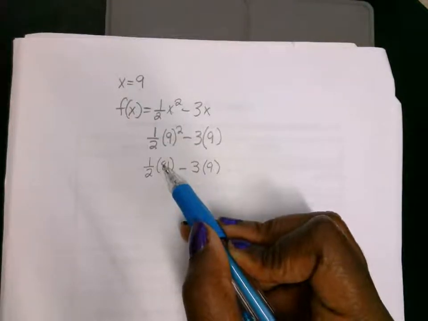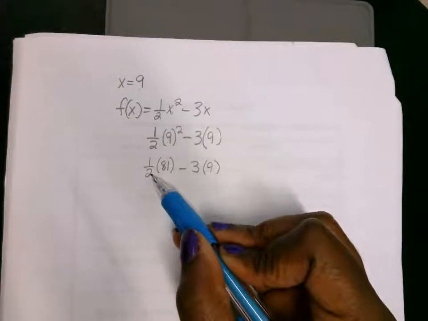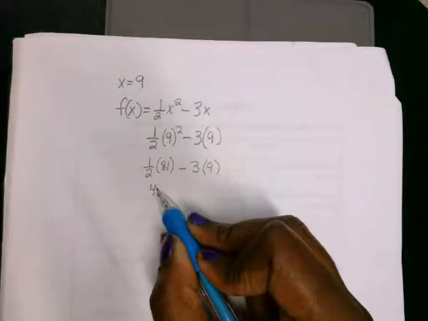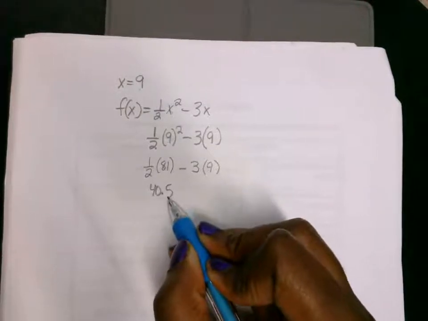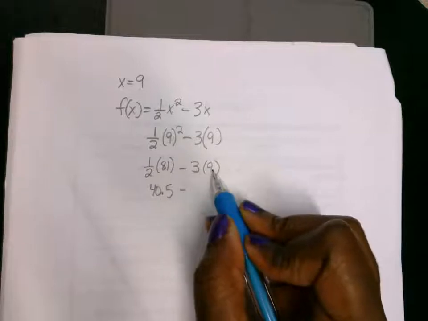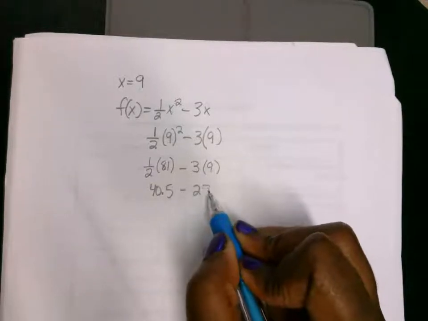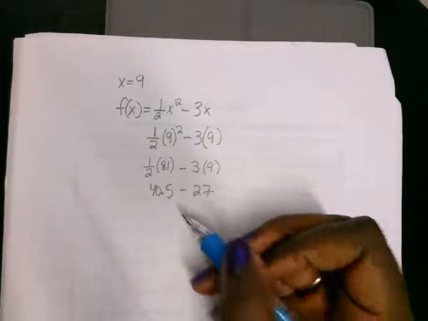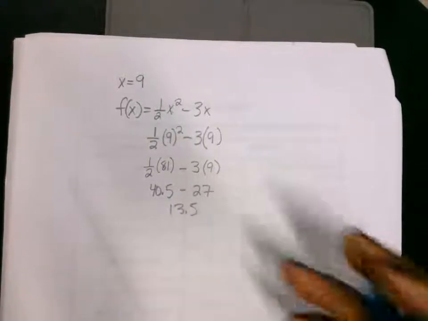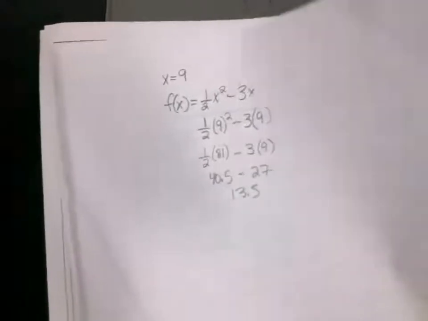All right, so we have 1/2 times 81. When you multiply half times 81, that's what gave us the 40.5. You got it? Minus, when we multiply 3 times 9, that's what gave us the 27. And then you just subtract. And so that's how we got the 13.5. Okay, good deal.